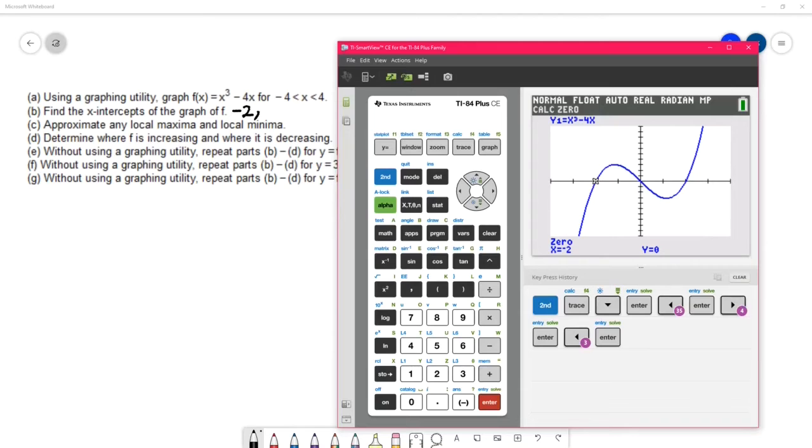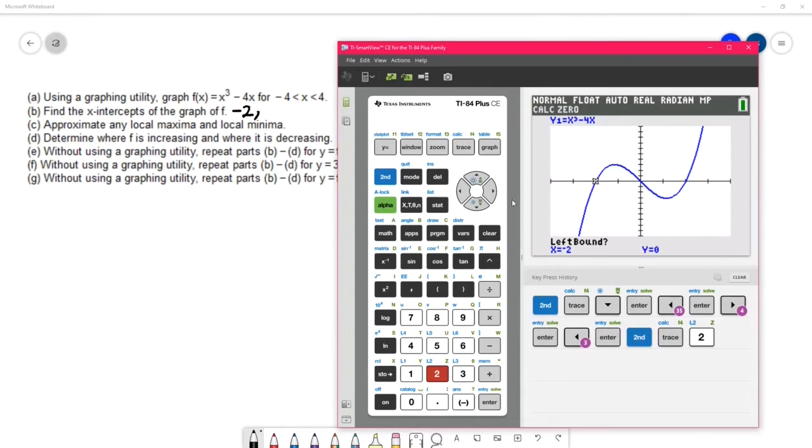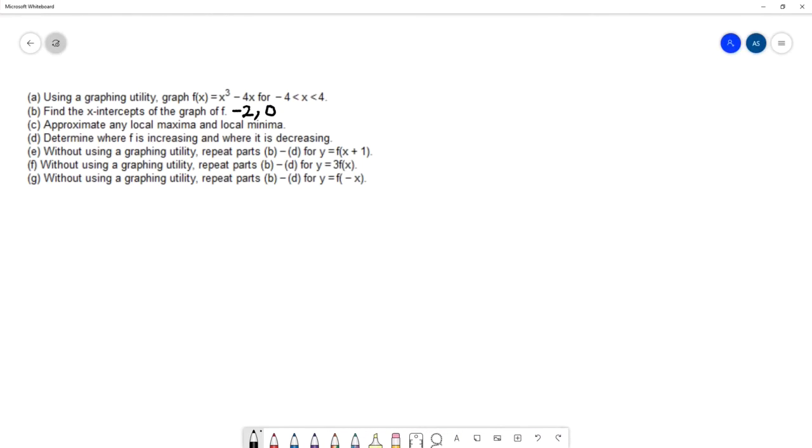And then we are going to move on and do the same thing for the next x-intercept. So I want to go into that calc menu, select number 2, and this time we're going to move to this x-intercept at 0. We're going to hit enter at the left of it, hit enter at the right of it, and then guess, and hit enter, and it gives me our second x-intercept of 0.